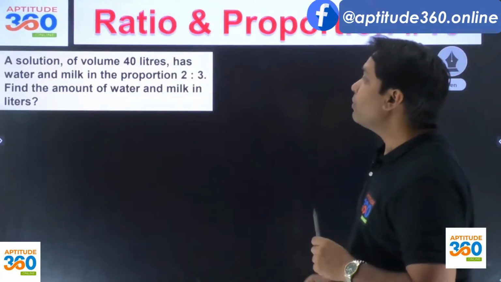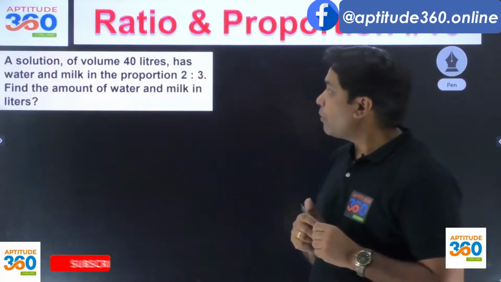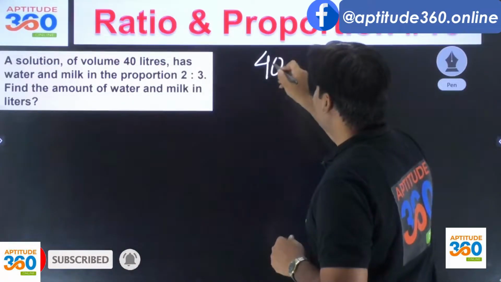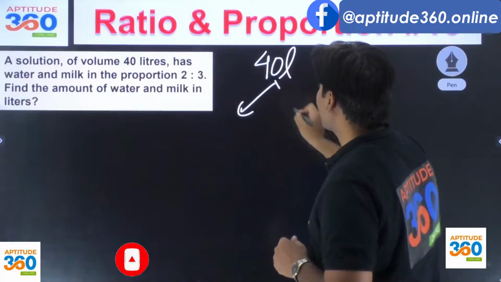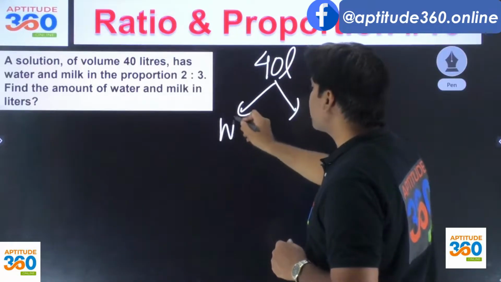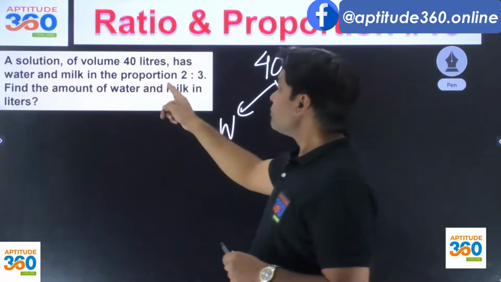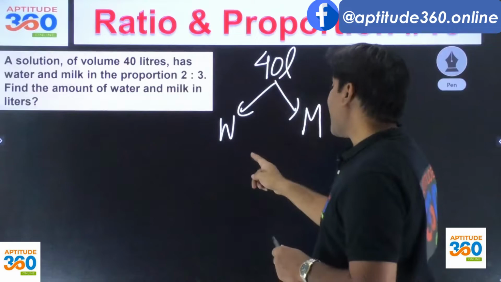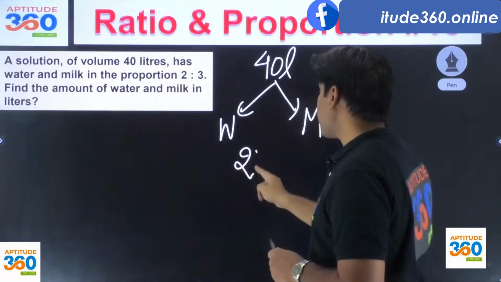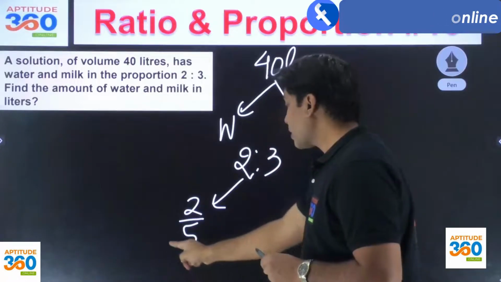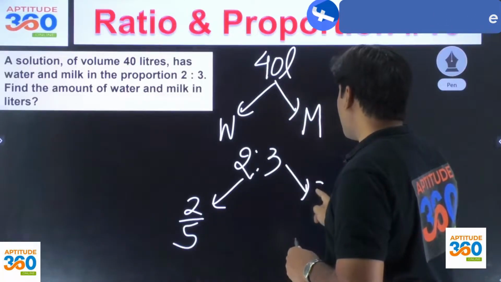My first problem here is a solution of volume 40 liters. तो आपके पास में 40 लीटर का एक सॉल्यूशन है जिसमें उसने बोला कि water and milk को मिक्स करके रखा. Is that okay? And in what proportion? It has been mixed in 2:3 proportion. So how much is going to be the water? 2/5 of the total, and milk is going to be 3/5 of the total.